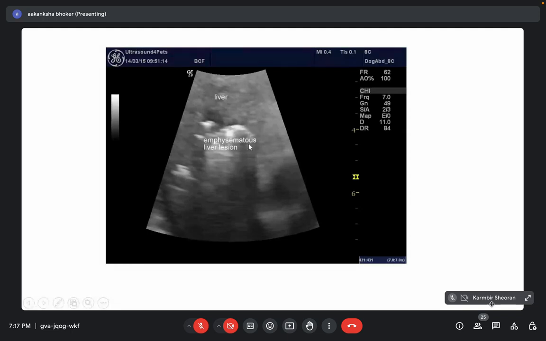Only after taking a sample can we say yes, it was an abscess. And the type of lesion which we can see is emphysema. The abscess can be clear also. It can be anechoic. It can have somewhat cellularity. We will see in the coming slides.